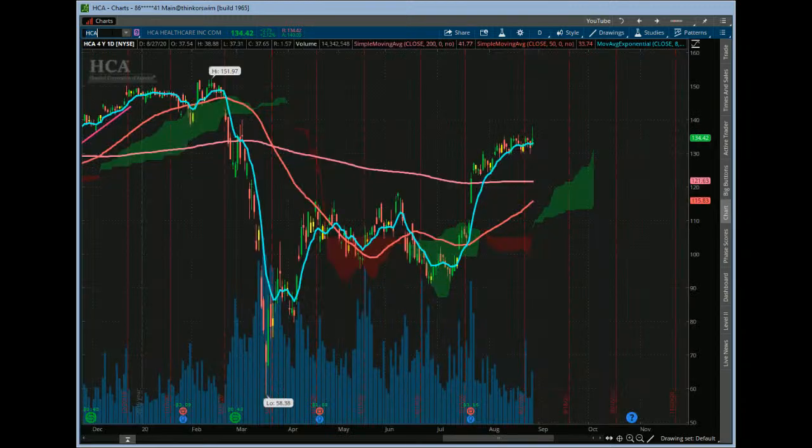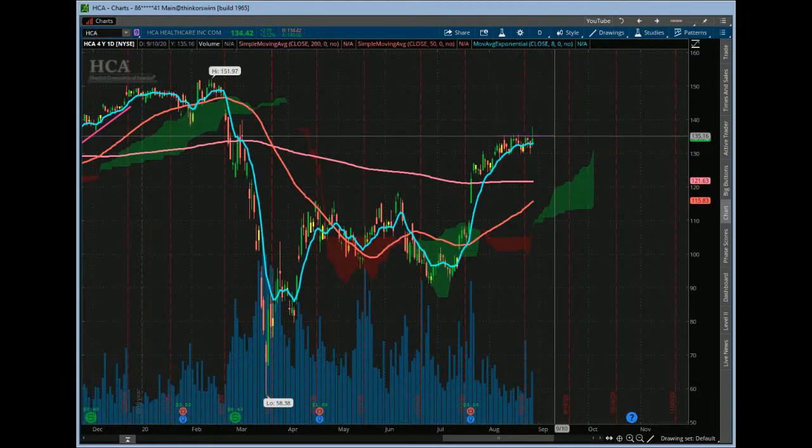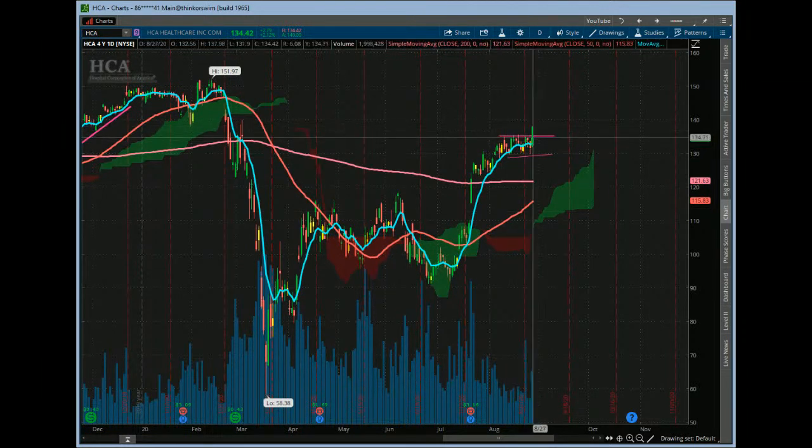HCA Healthcare. Let's take a look there. Kind of grinding its way up here. It's doing this kind of curly pattern, going sideways right here. It tried to break out today and couldn't do it. Right, so this is kind of your range right now. So just look for a breakout one way or the other with volume. Right, we don't want those upper shadows.